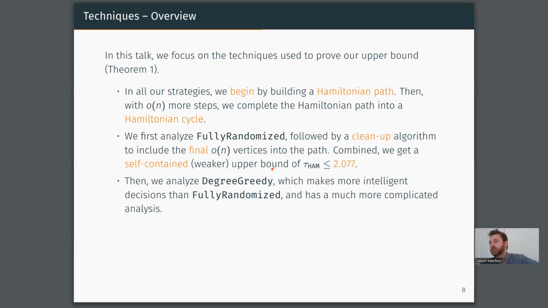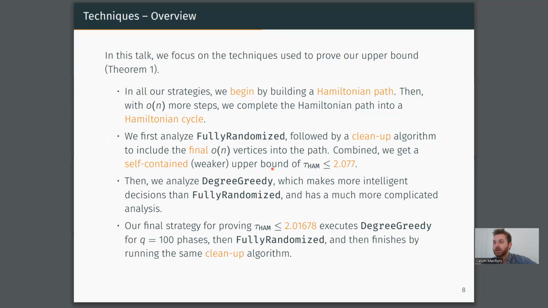And we'll conclude by explaining what our full algorithm is, and the main change is that we begin by executing an algorithm we'll call degree greedy, which simply makes more intelligent decisions than fully randomized. Its downside, however, is that its analysis is quite a bit more complicated. And so our final strategy for getting the claimed upper bound of Theorem 1 is that we first execute this degree greedy algorithm for about 100 phases. Then we execute the fully randomized algorithm, and then we again finish by executing a cleanup algorithm.